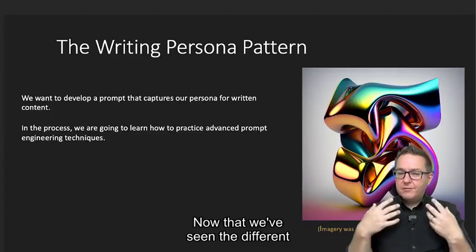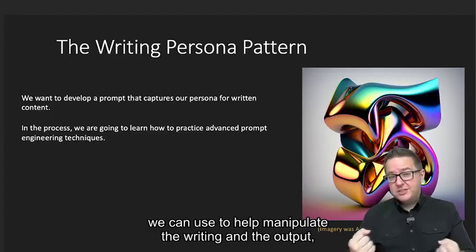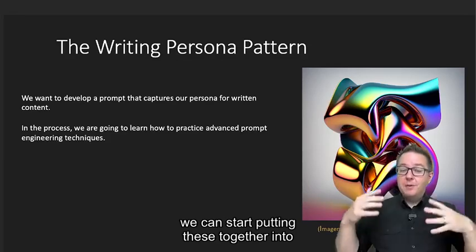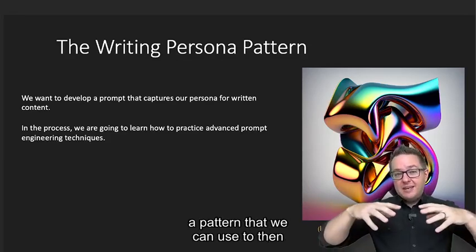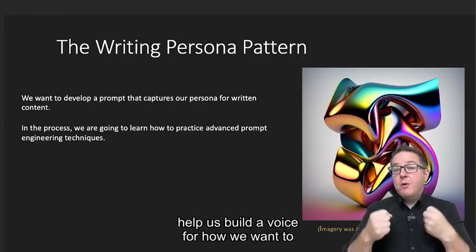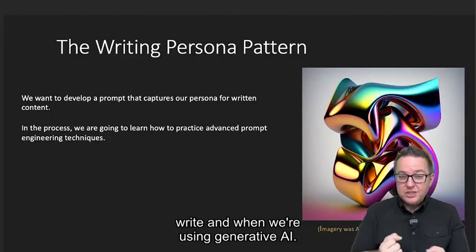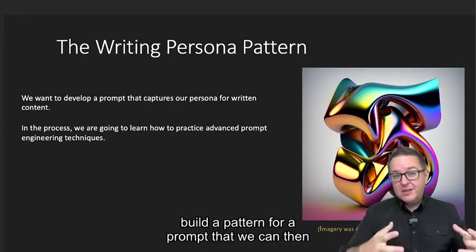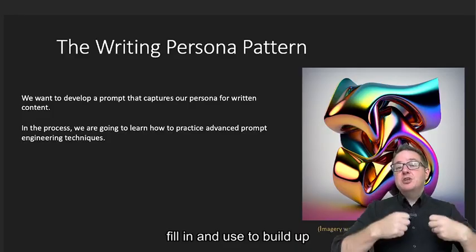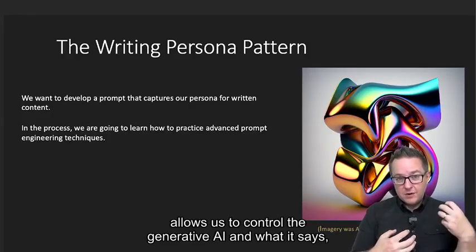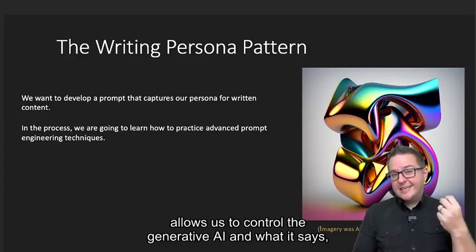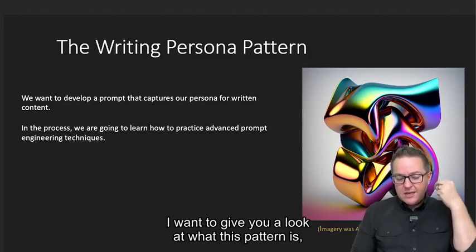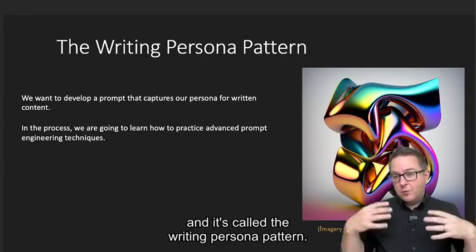Now that we've seen the different components of a prompt that we can use to help manipulate the writing and the output, we can start putting these together into a pattern that we can use to build a voice for how we want to write when we're using generative AI. We can begin using this to build a pattern for a prompt that we can fill in and use to build up our own voice, which allows us to control what the generative AI says, how it formats it, and all of this other stuff. So I want to give you a look at what this pattern is, and it's called the writing persona pattern.